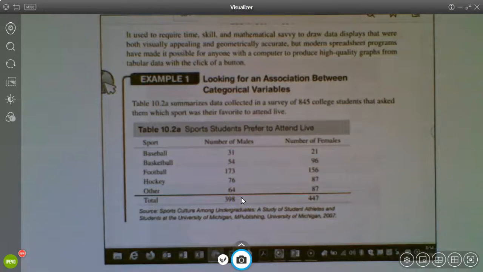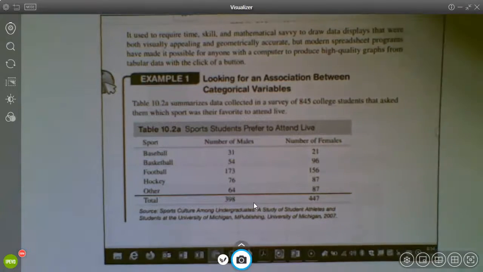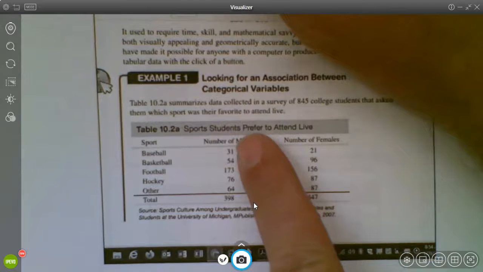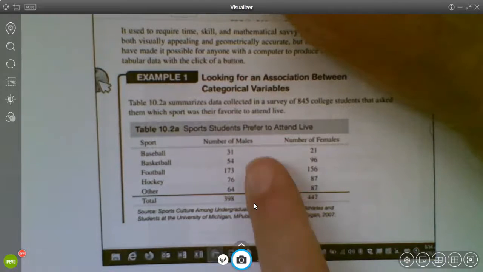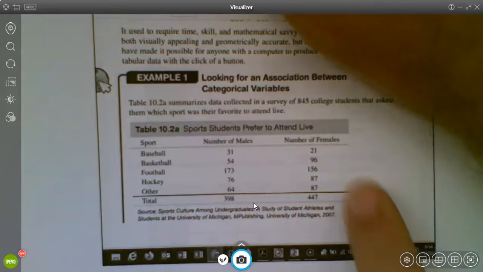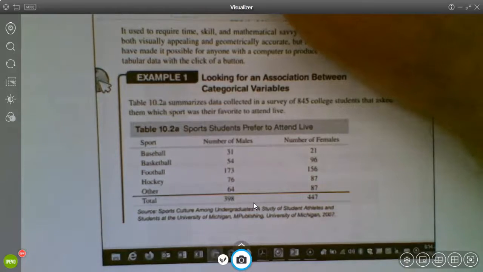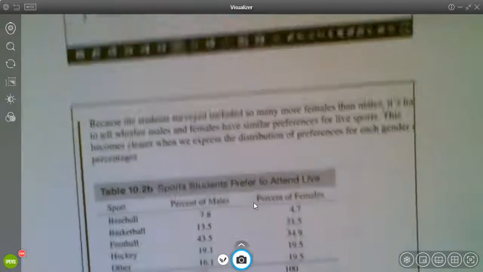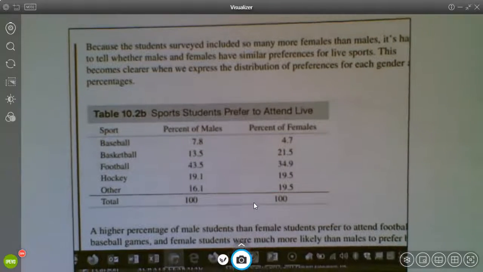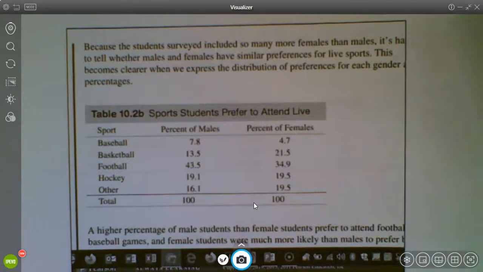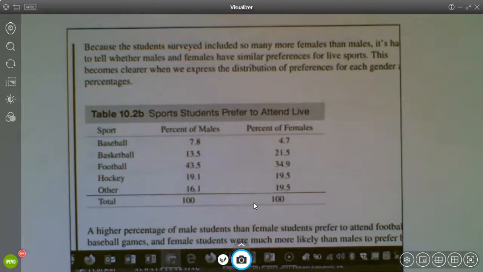And so it's a little hard to compare some of the numbers from one to the other if the totals were different. And so they suggest, well, one of the things you could do is convert all these to percentages, and then they would be easier to compare. And so they said, well, let's just change all these to percent. So if you did like 31 out of 398, and then 54 out of 398, and then you did all the same thing for the females out of 447, and if you change them to percentages, then it's much easier to compare the data.